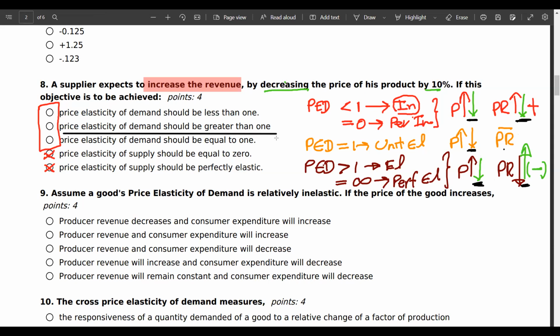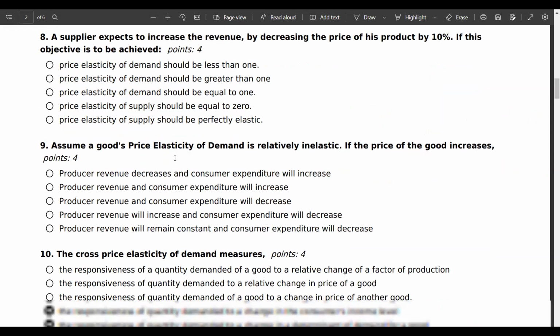Hope you guys understood that. If you still have some doubts, you can write down whatever I have shown on the screen as short notes somewhere. But to properly understand it, go back to your handout and study the PED types, all 5 types. With that, we'll move on to the next question.